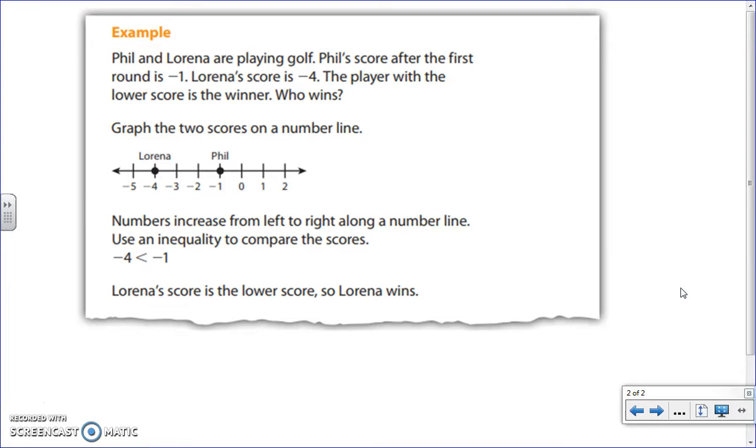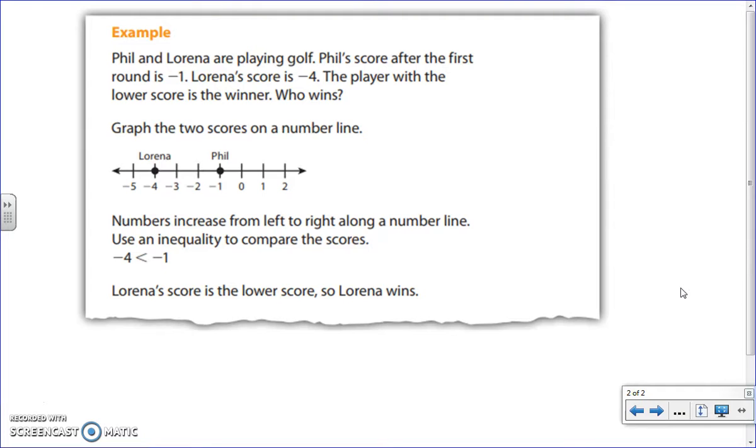So those of you that are not familiar with golf, instead of gaining points every time you do something well, you actually lose points, and whoever can get to the lowest score is the winner. And so we are looking for the number that is the smallest, and that person will be the winner. So when it asks who wins, we are looking for the smallest score.